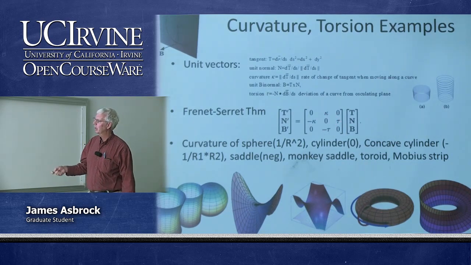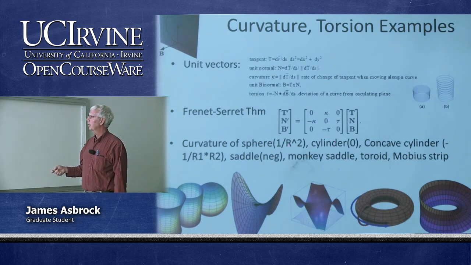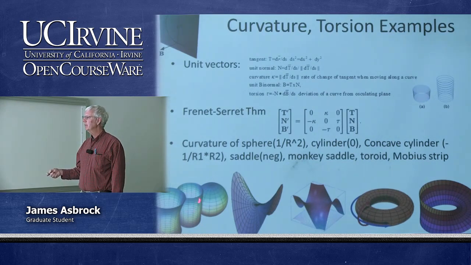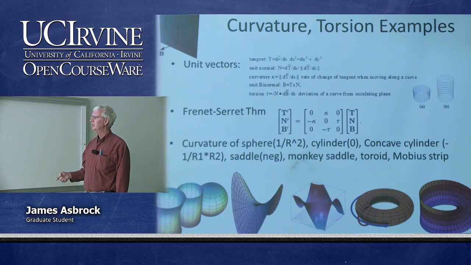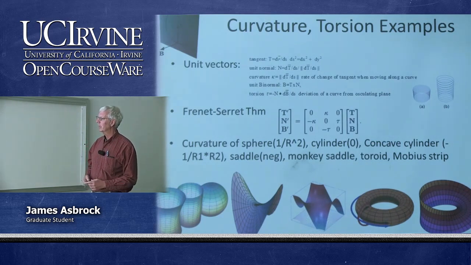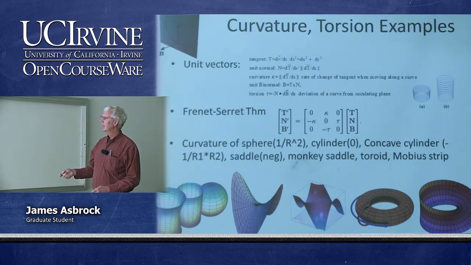And of course, these are all examples. The sphere has Gaussian curvature of 1 over r squared because both r1 and r2 are the same. A cylinder is 0, mainly because in this dimension the radius is infinite, so 1 over infinity is 0. So even though the cylinder has a curvature in this dimension, in the other dimension it's 0. So the total curvature, which is the product of the two, is 0. And then, of course, you can have a cylinder that is curved.